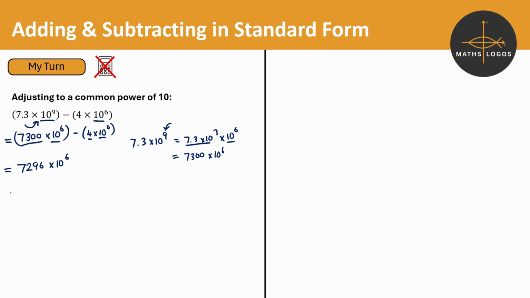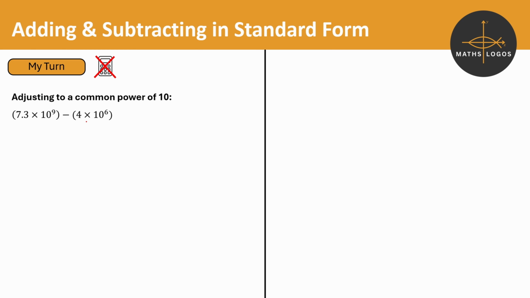Then I need to convert it into standard form. So I'm going to rewrite the 7,296 in standard form. So it's 7.296 times 10 to the power of 3 multiplied by 10 to the power of 6. And my final answer would be 7.296 multiplied by 10 to the power of 9. So for that method, remember that we adjust the larger power.